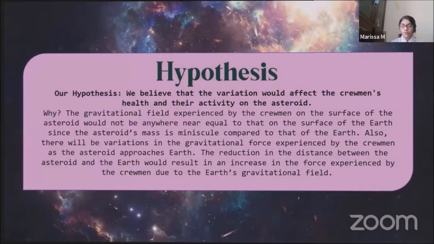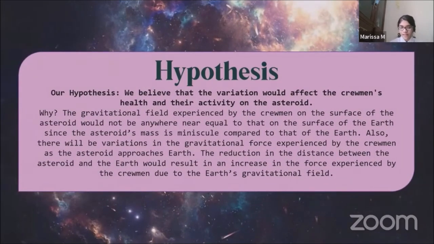Our hypothesis: we believe that the variation would affect the crewmen's health and their activity on the asteroid. Why? Because the gravitational field experienced by the crewmen on the surface of the asteroid would not be anywhere near equal to that on the surface of the Earth, since the asteroid's mass is minuscule compared to that of the Earth. Also, there will be variations in the gravitational force experienced by the crewmen as the asteroid approaches the Earth. The reduction in the distance between the asteroid and the Earth would result in an increase in the force experienced by the crewmen due to the Earth's gravitational field. To determine how accurate our hypothesis is, we have conducted further investigations, which will now be presented by Elizabeth and Divya.